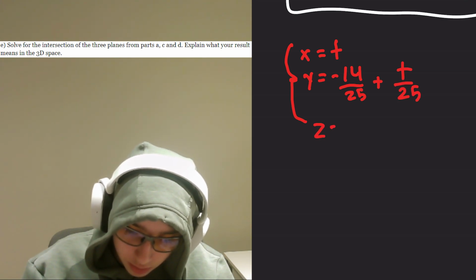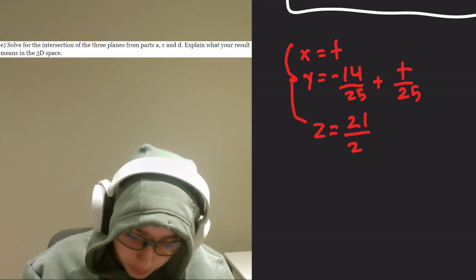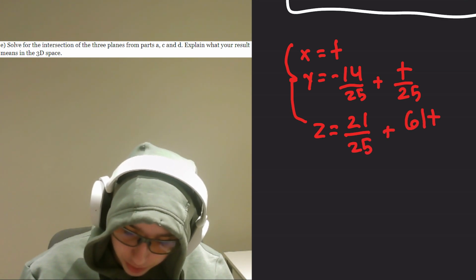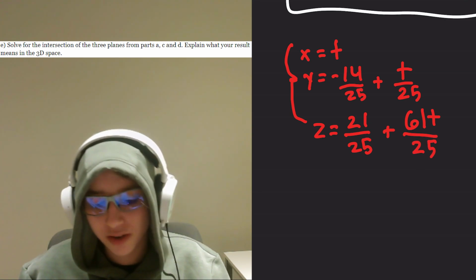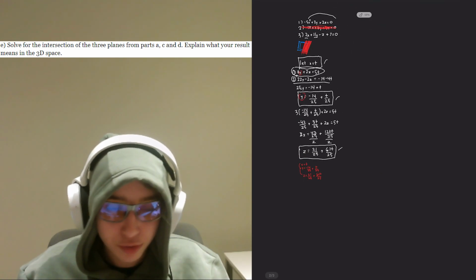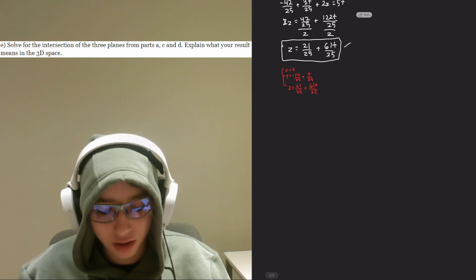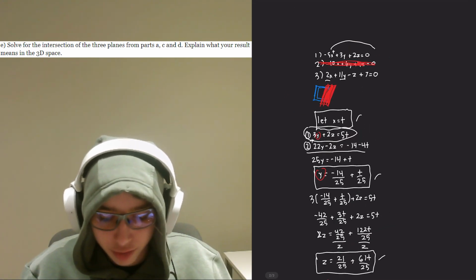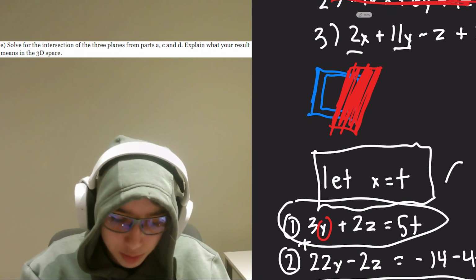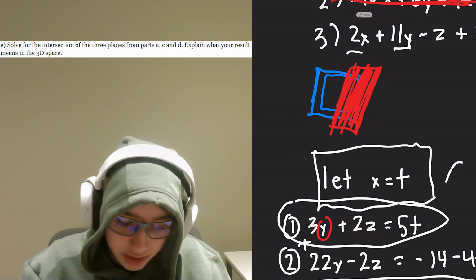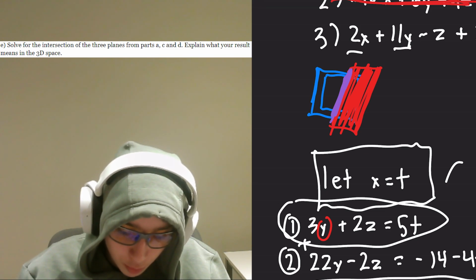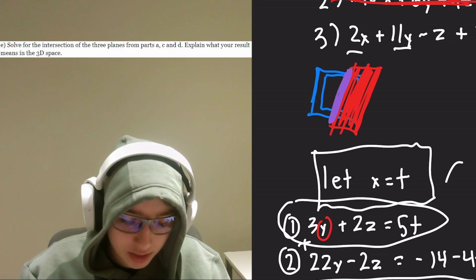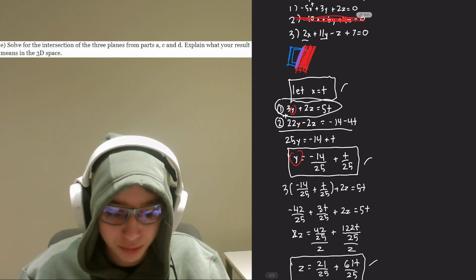And our z was 21 over 25 plus 61t over 25. Alright, so we have now gone from two different planes to a vector equation of the line of intersection of these planes. If you remember this drawing up here, when these two planes actually intersect, it's going to be a single line right here. The parametric equation we have right now is that line, this line outlined in purple.